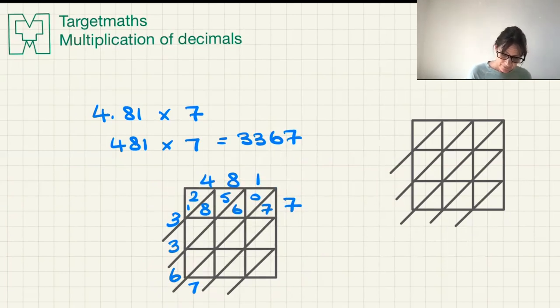So 7 is the same. I've got to go in 2 places. So I'm going in 2 places and I've got my 33.67 as my final answer.